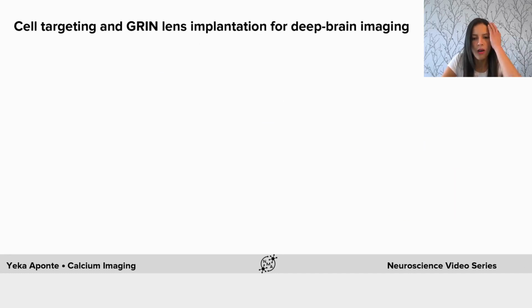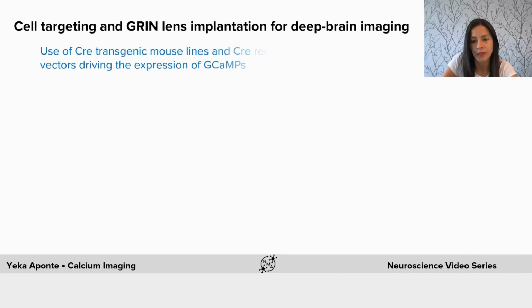But now, how do we target GCaMPs to specific neuronal types? For that, we use Cre transgenic mouse lines and Cre recombinase-dependent viral vectors, typically adeno-associated viruses, driving the expression of GCaMP6. As I mentioned before, I just want you to remember that with this strategy, expression of GCaMP will only happen in neurons that express Cre recombinase.